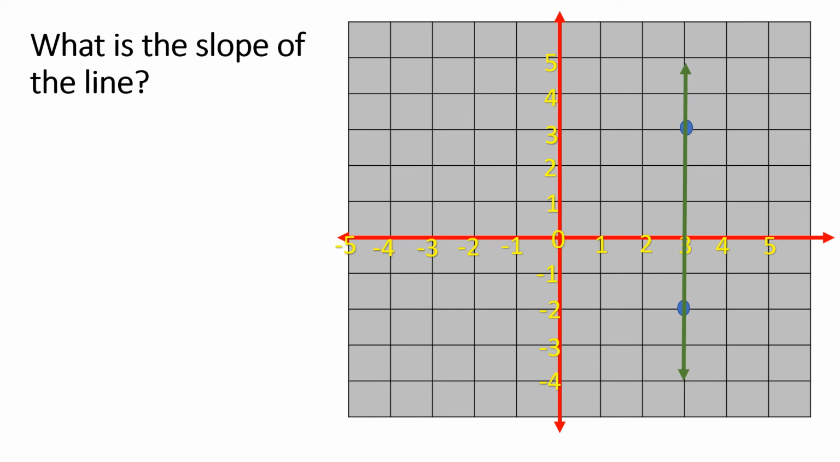Next example is a vertical line. Our change in y in this vertical line is we moved 1, 2, 3, 4, 5 units up. So that gives us a positive 5 change in y. And our change in x, which is the denominator of a slope, is 0 because we did not move to the right or move to the left. Thus, the slope of this vertical line is 5 over 0, which is undefined. Take note that any vertical line has an undefined slope.